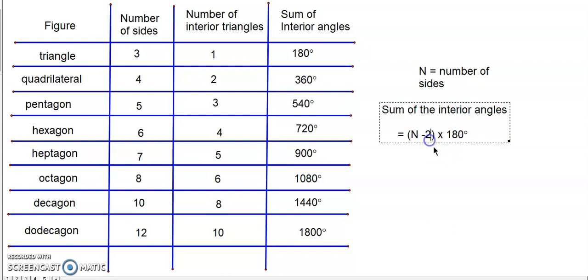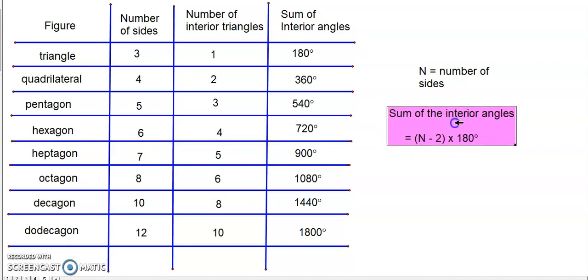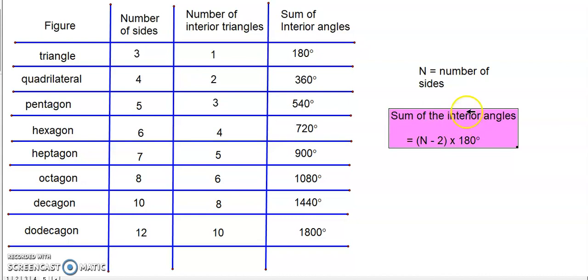So this formula works for any polygon. So if I have a 10-sided polygon, a decagon, then it's 10 minus 2 is 8. 8 times 180. If I have a 12-sided polygon, then 12 minus 2 is 10. So it's 10 times 180. Remember, work on the brackets first, and then multiply by 180. So if you know the number of sides of any polygon, all you have to do is subtract the number of sides by 2, and then that number gets multiplied by 180.